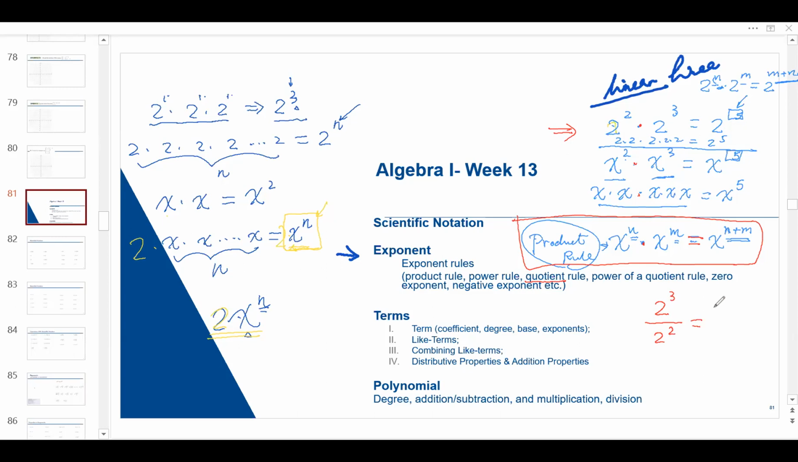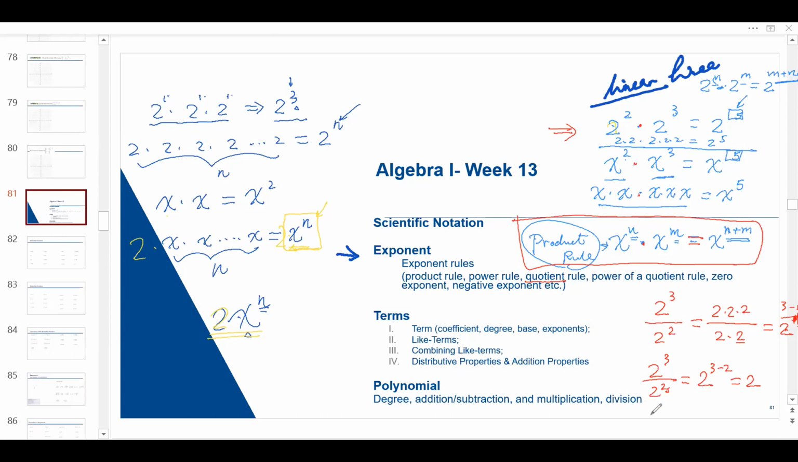Actually the top part is 2 times 2 times 2, right? What about the bottom part? 2 times 2. So it equals 2, actually 2 power 1. So this part means 2 power 3 over 2 power 2, and this 1 comes from 3 minus 2, right? So 2 power 3 we can write as 2 to the 3 minus 2, so you get 2.